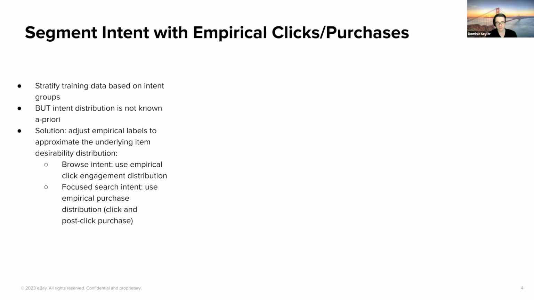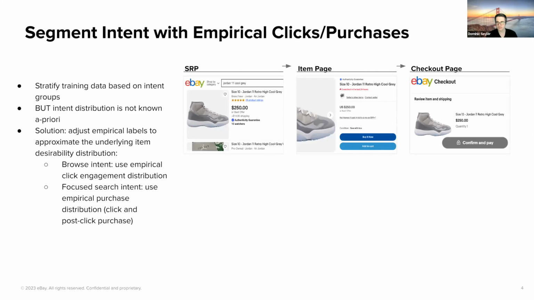For browse intent, we use the empirical click engagement distribution. For focus intent, we use the empirical purchase distribution. What this means, I want to explain with an example. Imagine we have this checkout user flow, where we go from the search result to the item page, to the checkout page, to a purchase. Then we can estimate the click distribution C given DS by looking at all the items that have been clicked on an SRP.